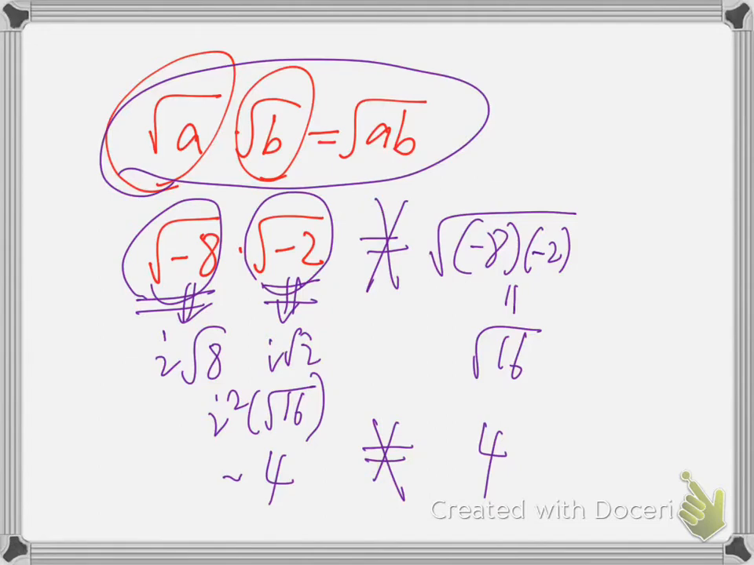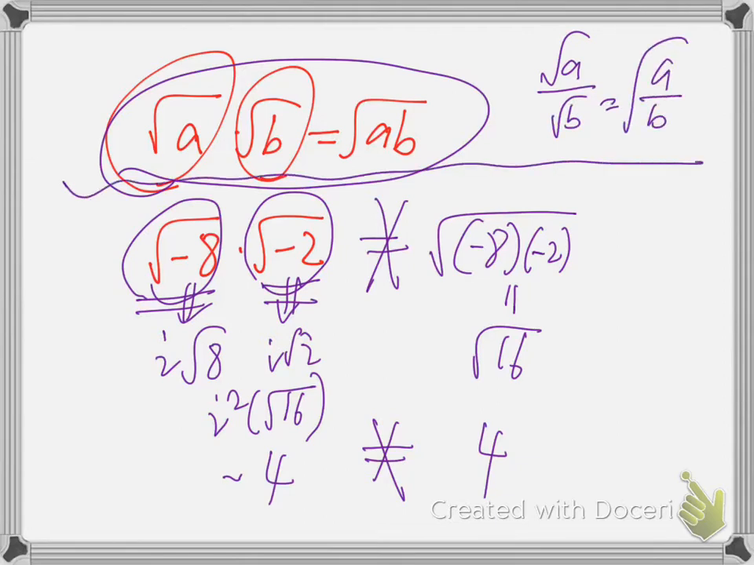Similarly, the other formula is also not true. These two formulas are true only for real numbers. Radical A and radical B have to be real, so that means A and B are not negative. So this is the multiplication case.